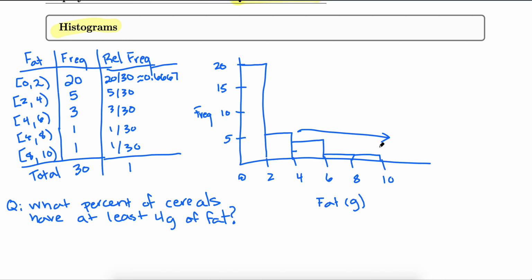So I need to add up all of these guys. So my 3, 1, and 1 would give me 5 out of the 30. Multiply it by 100 to make it a percentage.